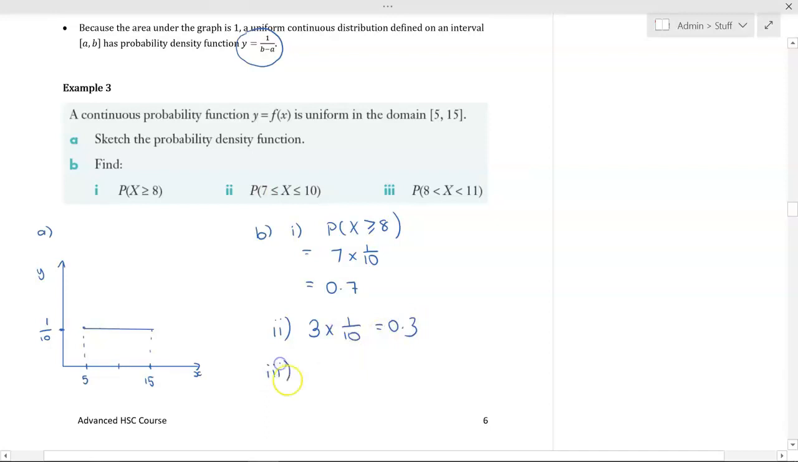And then finally, the probability from 8 to 11. Oh, it would have been good if I had like 8 to 16 up here. That would have been good because remember, we can only ever go up to 15. But 8 to 11, that's also 3 lots of 1/10. And you notice I'm not even caring if it's less than or equal to. That is insignificant in a continuous probability function. But if it's a discrete one, that does make a difference because you're actually counting those particular values.